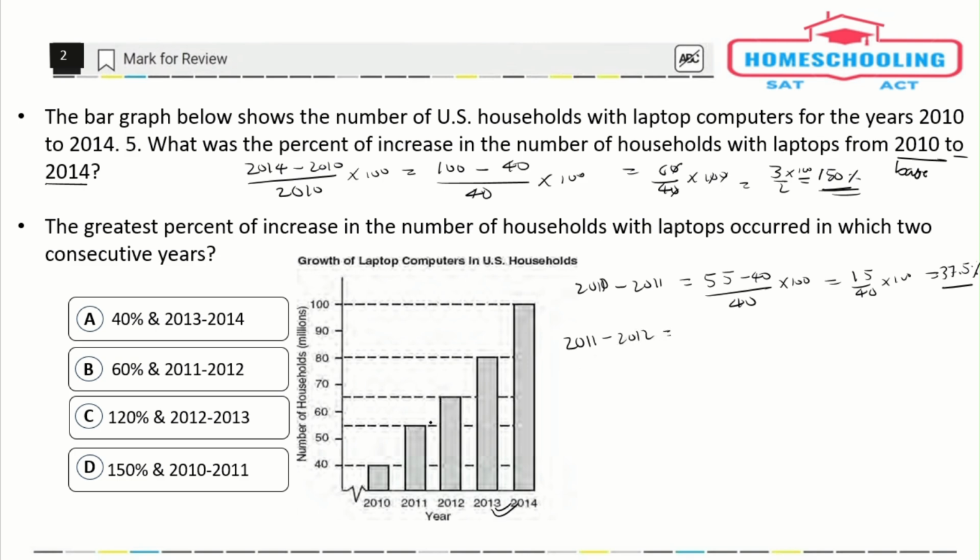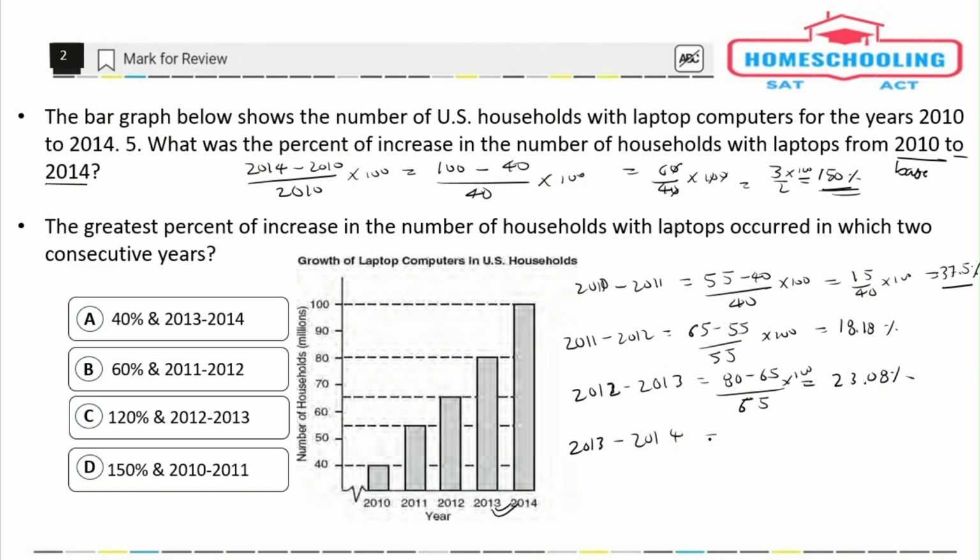So 65 minus 55 divided by the base 55, into 100. Let me put it on the calculator. It would be 18.18%. For 2012 to 2013, it is 80 minus 65 by 65. It would be 15 divided by 65 into 100, which is 23.08%. Now let's take 2013 to 2014.